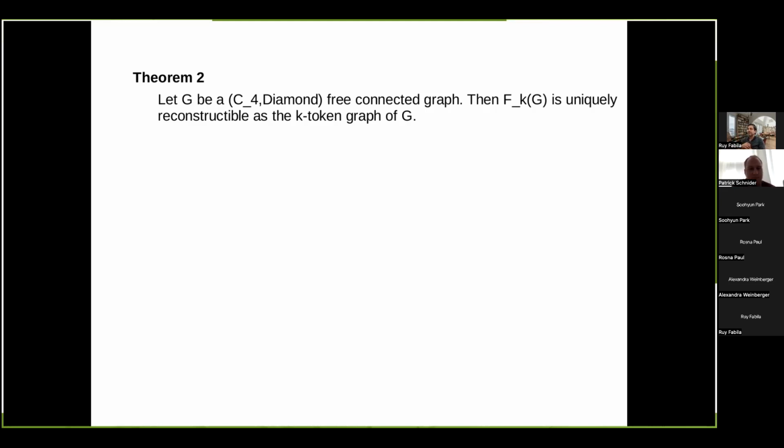All right, thanks. We also were able to prove that the token graph in this case is uniquely reconstructible as the k token graph of G, which is pretty nice because now we know that whenever G is a connected C4 diamond-free graph, we know what the automorphism group of the token graph will be. So the proof is quite long and it took us quite some time. It was quite hard to do. But I want to give you a brief sketch of the proof.